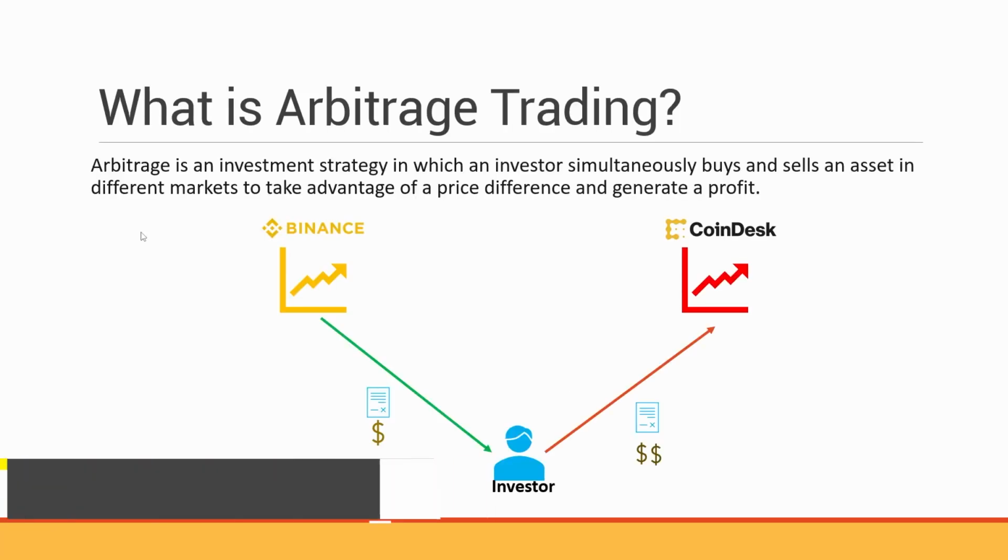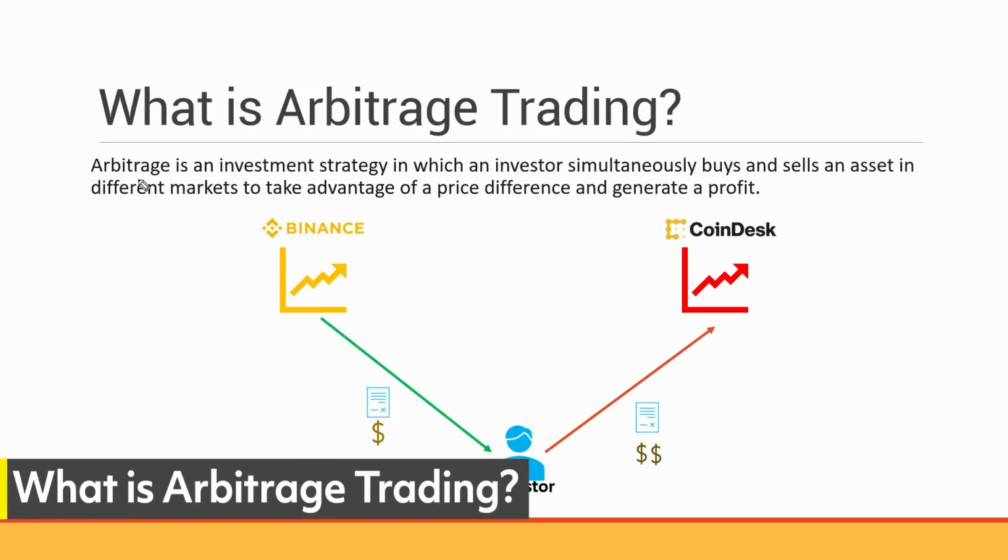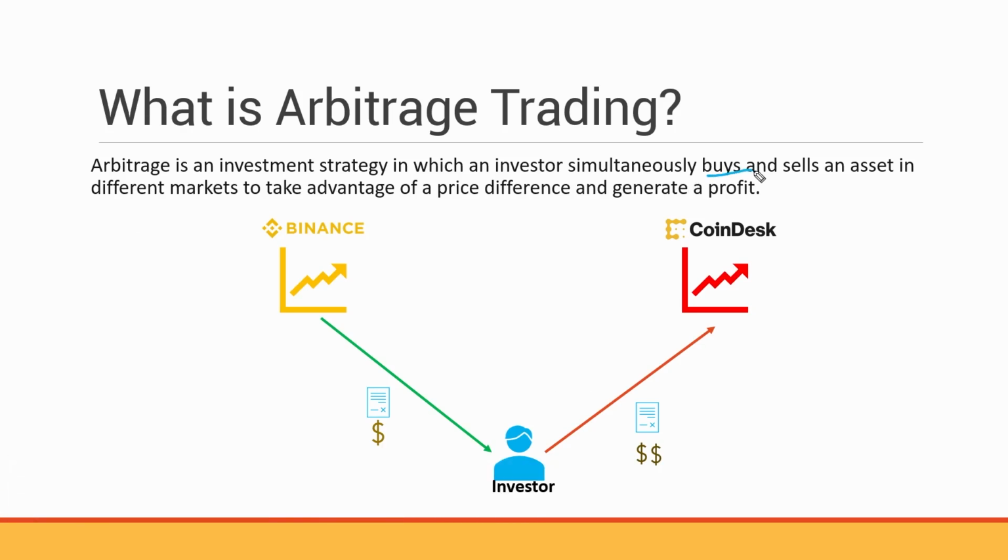First of all, let's talk about what is arbitrage trading. Arbitrage is an investment strategy in which an investor simultaneously buys and sells an asset in different markets to take advantage of the price discrepancy and generate profit.